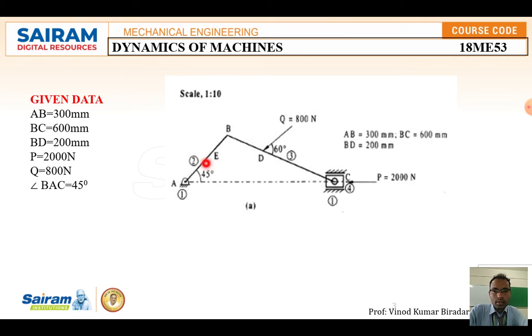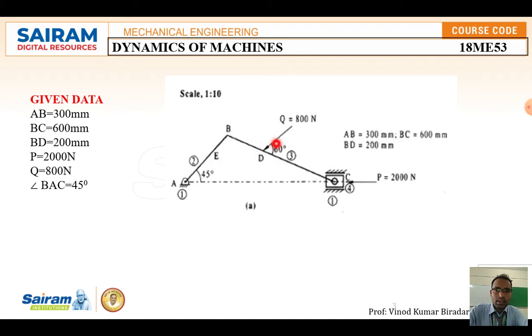Along with this, they also gave BD. BD is equal to 200 mm, which equals 2 mm in the drawing. From the point B, cut one arc at a length equal to 2 mm. From that intersection point, the force Q is acting, that is 800 Newton.